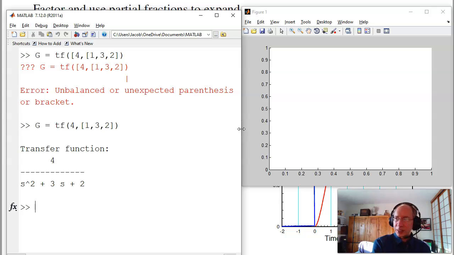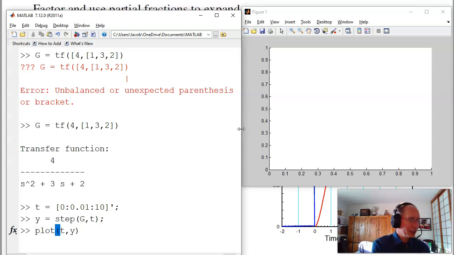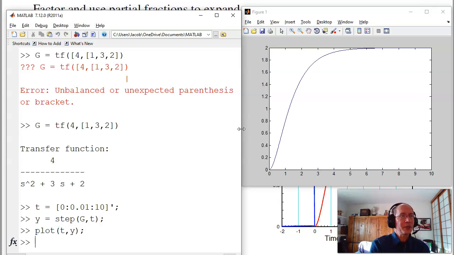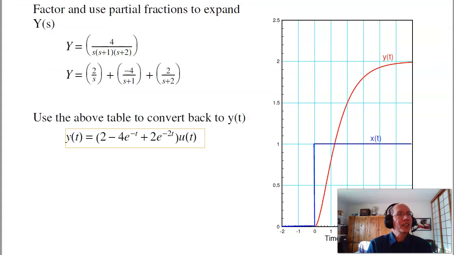Let's take the step response for 10 seconds. T goes from 0, 0.01 to 10 seconds. Y is the step of g of s at these time points. MATLAB's now calculating y of t. And I'll plot the step response. There it is. Way, way, way easier than calculating by hand. But this is what it looks like. This is how you find out what that equation actually is.